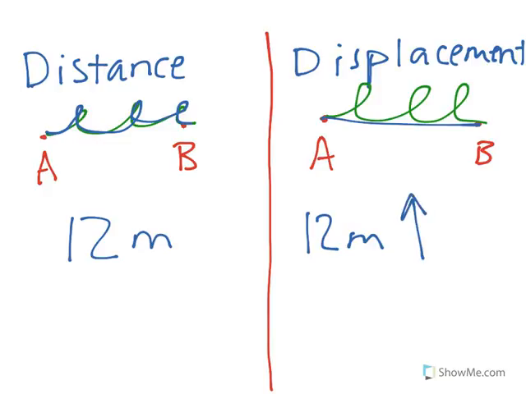To calculate the length of any straight line path, the shortest path between any 2 points, this is important for distance and displacement, just subtract the final position minus the initial position.